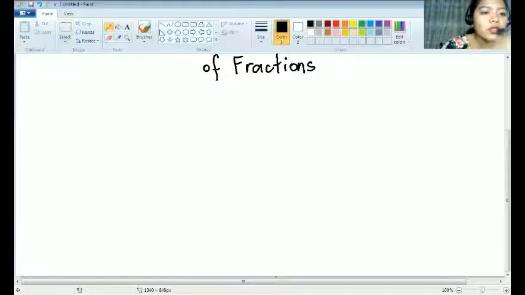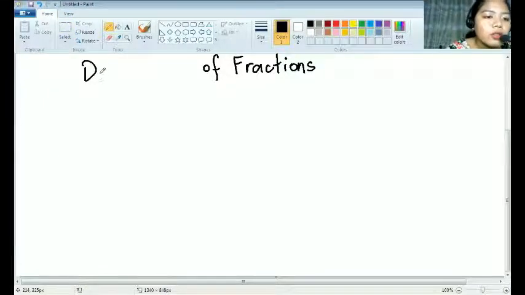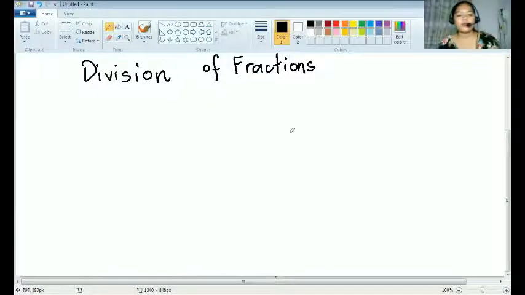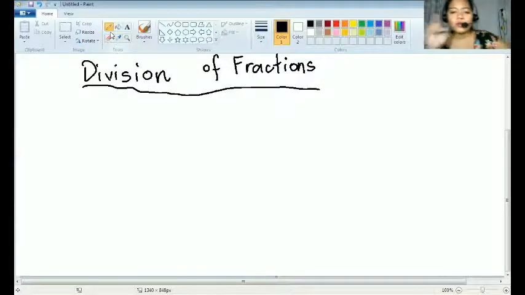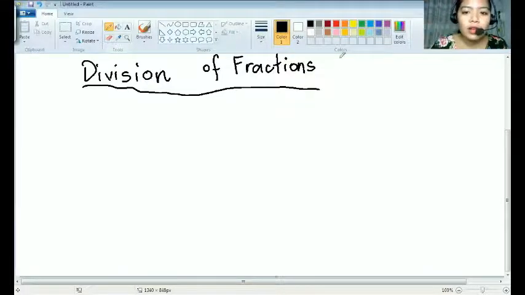Okay, so proceed tayo ngayon sa division of fractions. Okay, division of fractions. Okay. Yan. So, paano naman kapag division of fractions? So, before tayo mag-start sa division of fractions, meron muna akong kailangang i-discuss sa inyo na main point.